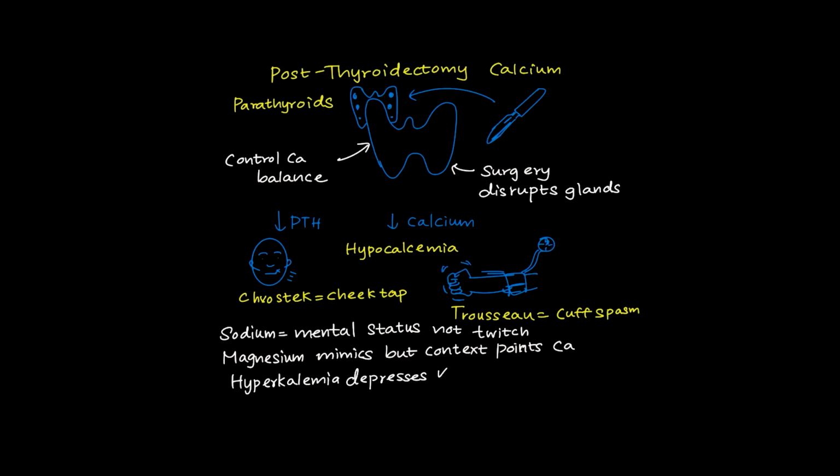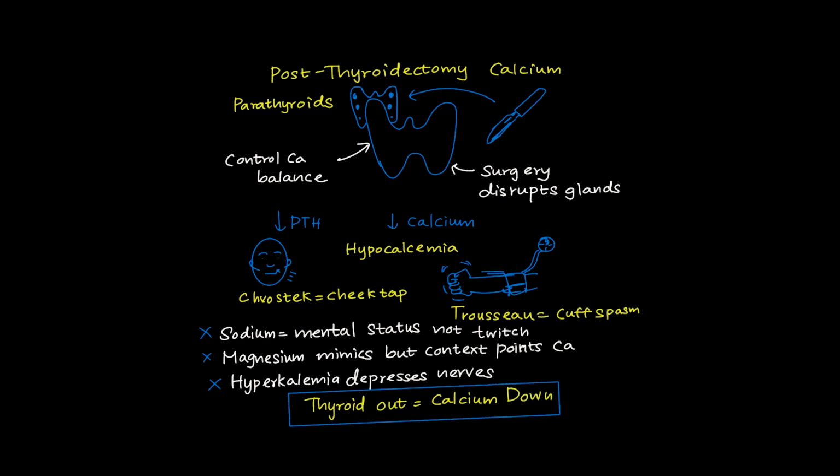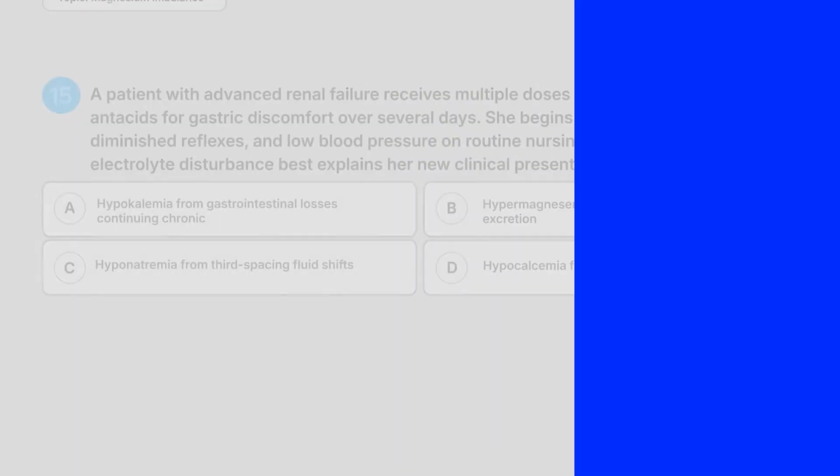Here's a D236 OA exam tip for you. Connect thyroid surgery to calcium using the phrase, thyroid out, parathyroids hurt. Calcium crashes, nerves go crazy. Chvostek's on the cheek, Trousseau's in the trap cuff. Thyroid out, calcium down, twitching up.